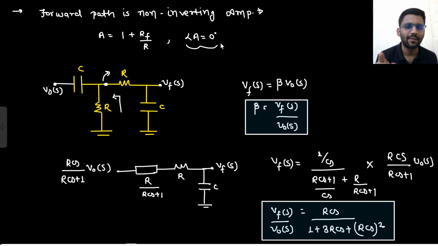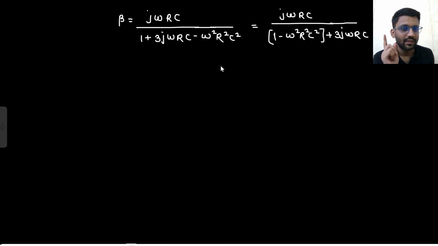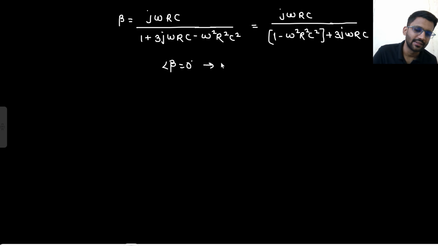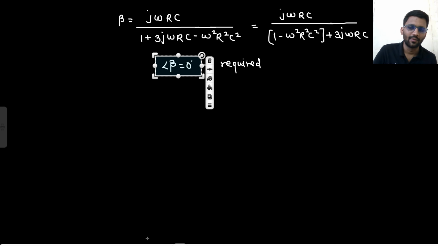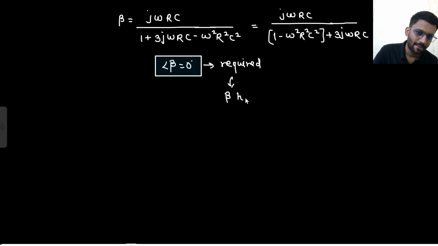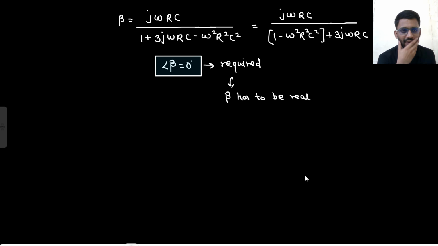From forward path, I am getting 0 degree phase shift. From feedback path, how much phase shift is required? Beta equals to 0 degree is required. For that, beta has to be real. For this, beta has to be real. For making it real, what I need to do?